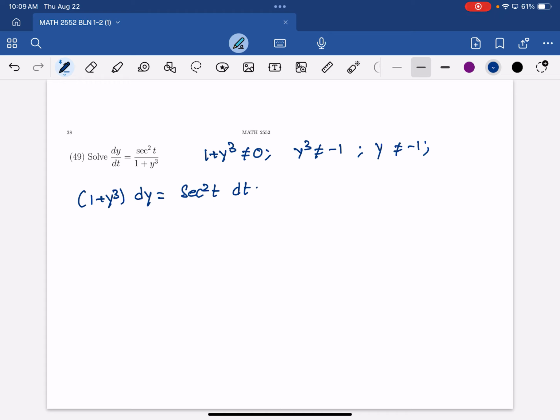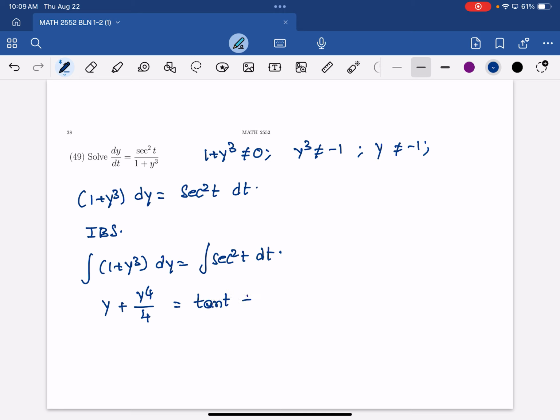So you want to integrate both sides. So you would write this as integral of 1 plus y cubed dy is going to be integral of secant squared t dt. So integral of 1 is just y itself, and integral of y cubed is y to the 4 over 4, and integral of secant squared t is tangent of t plus c, right? We recognize that tangent has asymptotes at pi over 2 and negative pi over 2, but we don't want to get into those details, just leave it like that for now.